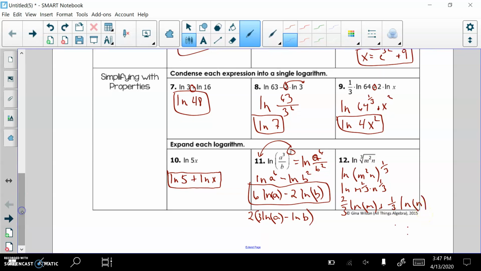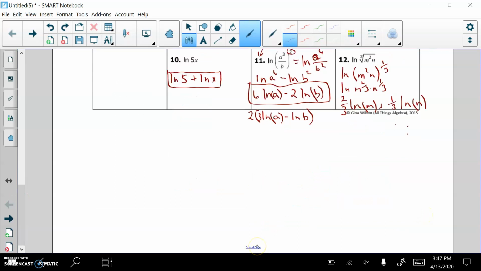If you were to take that and do it the other way, you would take this 1/3. I would still do this here, but you could say 1/3 out in front of everything, parentheses, 2 natural log of m plus natural log of n.